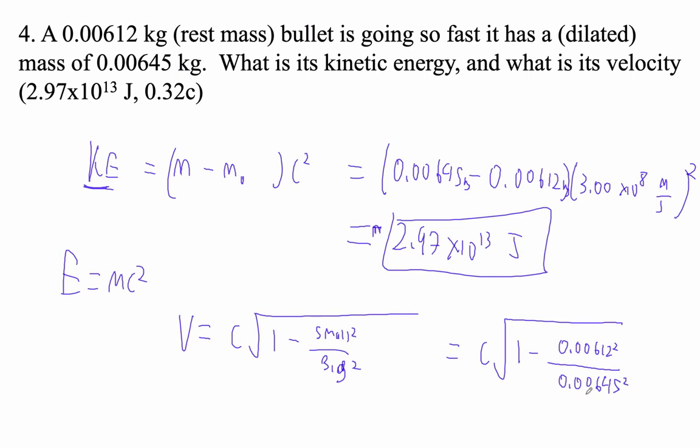I'm just going to leave it in terms of c, so I'm not going to actually multiply by c. So 1 minus 612 squared divided by 645 squared, and I get that it's 0.3157 c. I think we might only have 2 sig figs, because when you subtract those two, you only get 2 digits. So 0.32 c is based on 2 sig figs. If you thought you had 3 sig figs, you'd say 0.316.